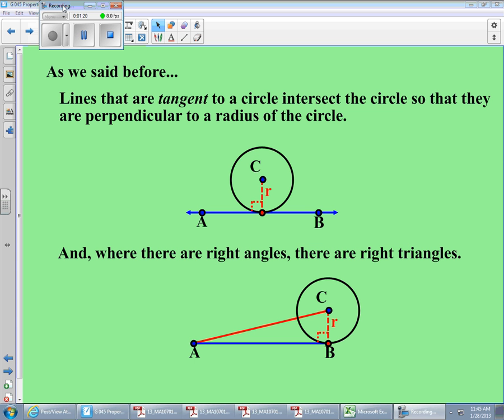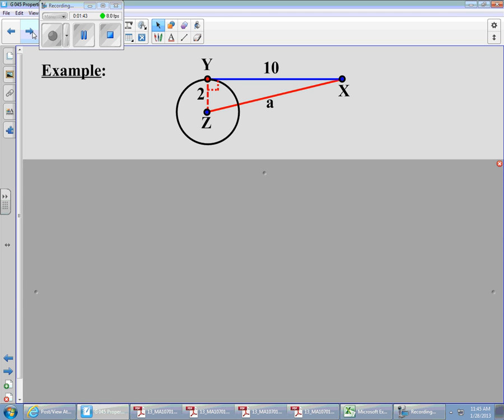Now we also hinted at the same thing you've heard me say a dozen times already this year. Wherever you have right angles, you're most likely going to end up with right triangles. And when you have right triangles, all kinds of math starts popping up, like Pythagorean theorem, SOHCAHTOA, stuff like that. Here is a sample of the kind of math that you might see when you get a tangent of a circle.